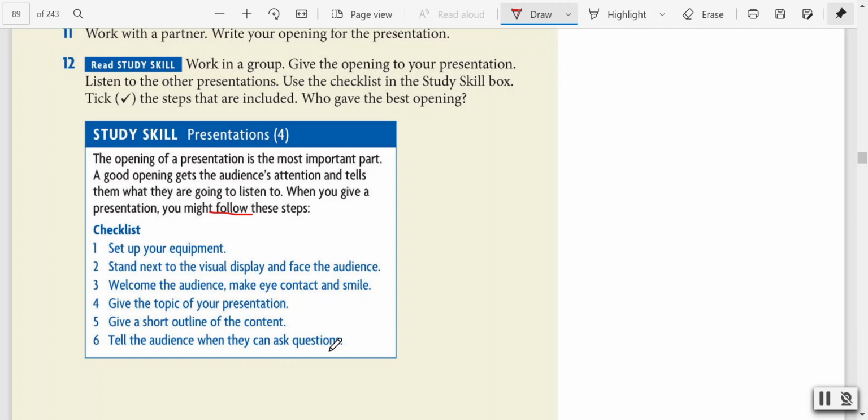For example, at the end of the presentation or in the next week in another tutorial.